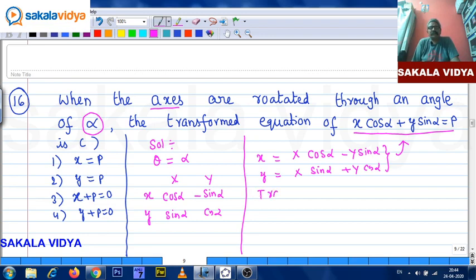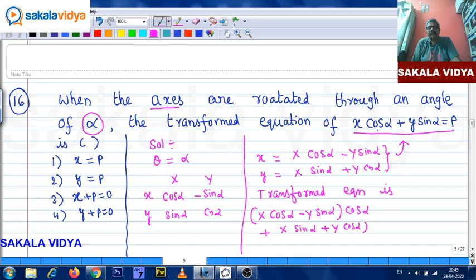Now, the transformed equation is cos alpha into small x, this value, X cos alpha minus Y sin alpha, into cos alpha, plus in the place of y, X sin alpha plus Y cos alpha, into sin alpha, equal to p.